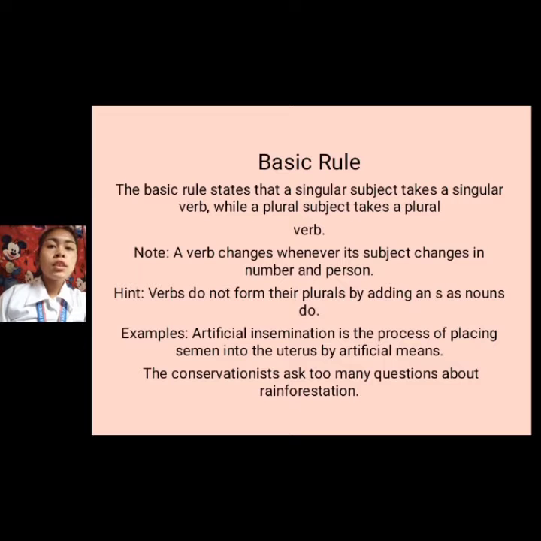Basic rule. The basic rule states that a singular subject takes a singular verb, while a plural subject takes a plural verb. Note: a verb changes whenever its subject changes in number and person. Hence, verbs do not form their plurals by adding an s as nouns do. Example: artificial insemination is the process of placing semen into the uterus by artificial means. Second example: the conservationist asks too many questions about rainforestation.